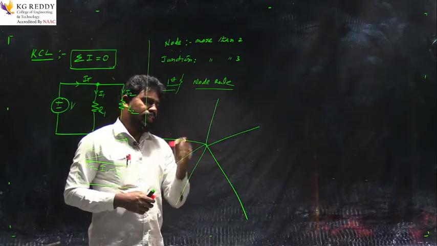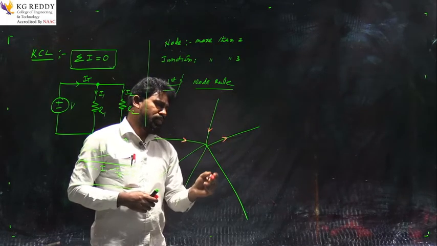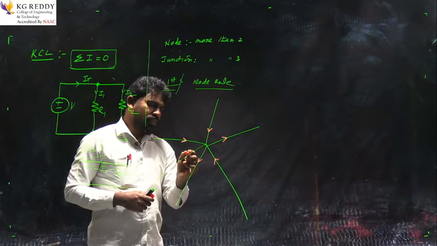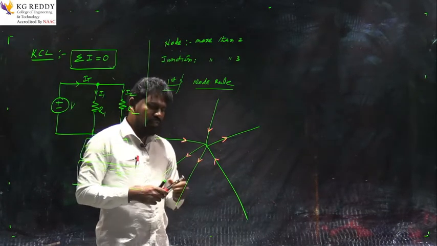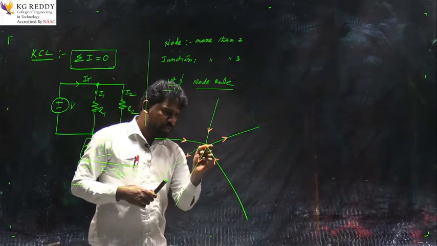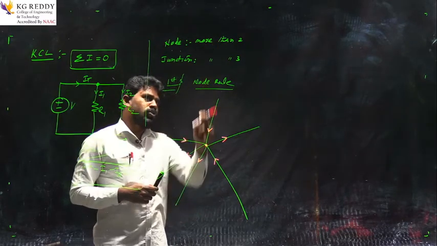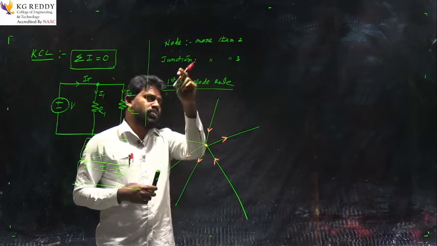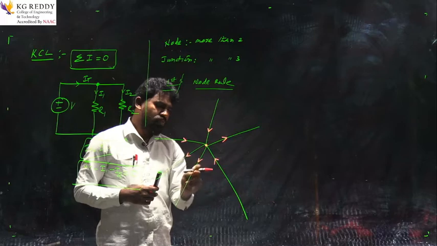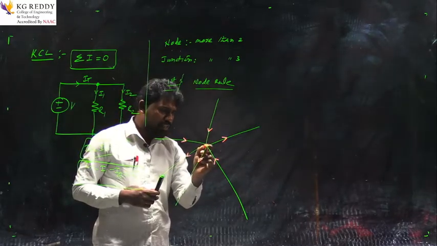So this is the direction I am going to represent. This is also a direction, this is one more direction, and this is one more direction. You can observe that more than two elements joining together is called a node, and more than three elements joining together is called a junction. Here how many elements are there? 1, 2, 3, 4, 5, 6. Six means this is a junction, so this point is a junction point.